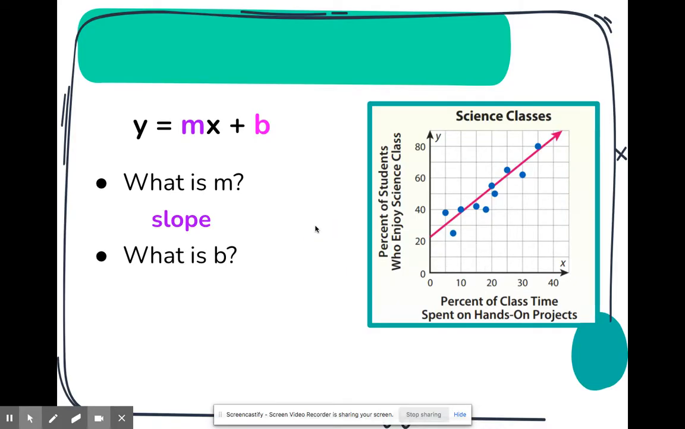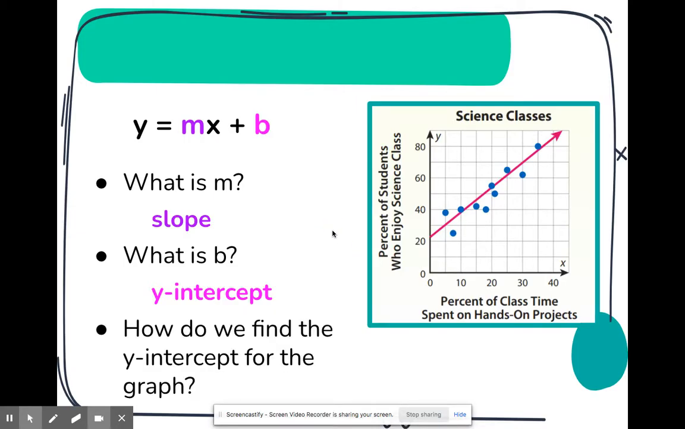What is b? Your b is your y-intercept. Where are we crossing the y-axis? That point where we cross is your y-intercept. So, from the scatter plot, how do we find that y-intercept? Well, our line is crossing right there. Where is it hitting the y-axis? That point right there is our y-intercept. So our y-intercept is about, I would say, 22, maybe 23.